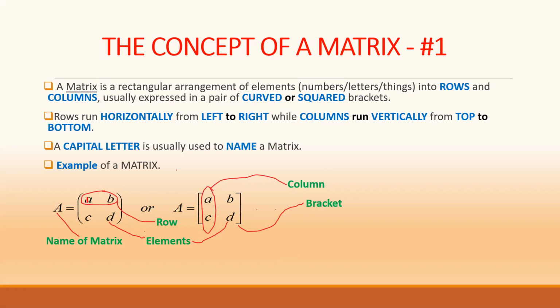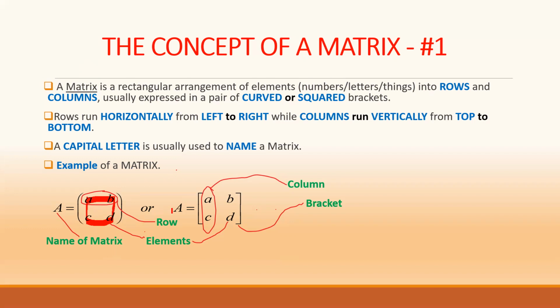Just look at this here. They are expressed in a rectangular fashion. Can you see that? The pattern that the elements form is a rectangular pattern. So that's what the definition is saying, that a matrix is a rectangular arrangement of elements into rows and columns, usually expressed in a pair of curved or square brackets.